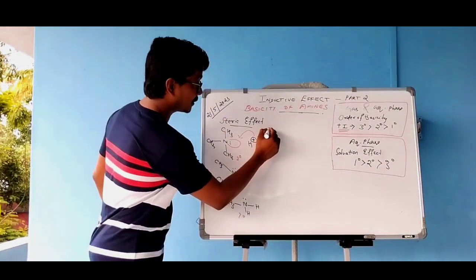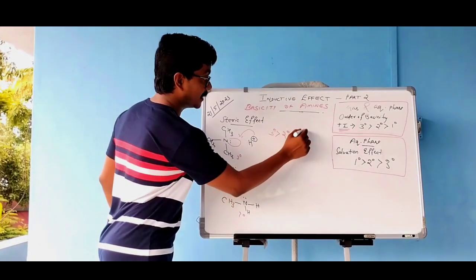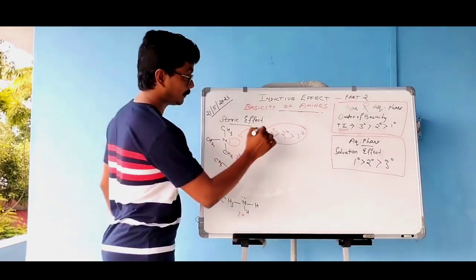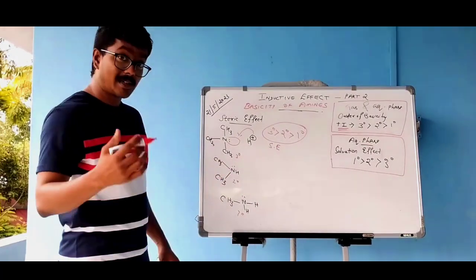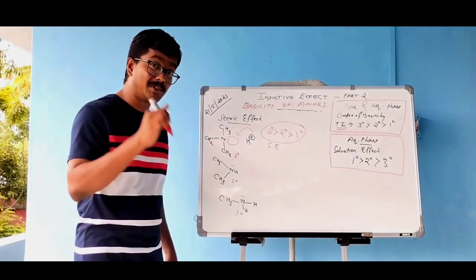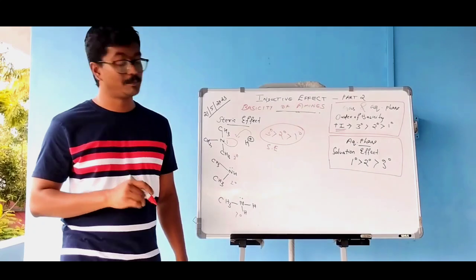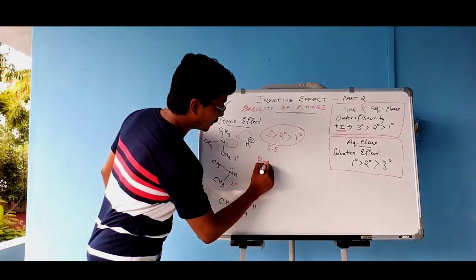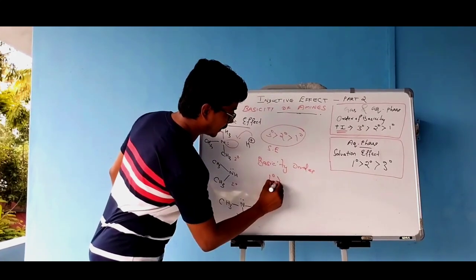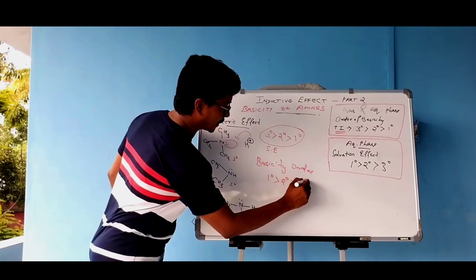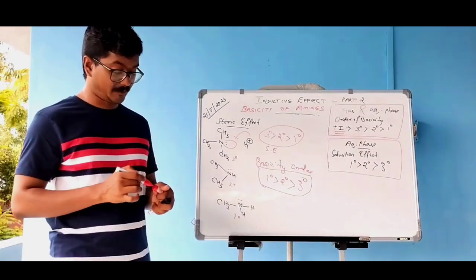So the order of steric effect is tertiary greater than secondary greater than primary. This is the order of steric effect. As a result, the lone pair is not readily available for protonation. This will decrease the basicity. So the basicity order will be primary greater than secondary greater than tertiary. Okay, so just the reverse of the order of steric effect.